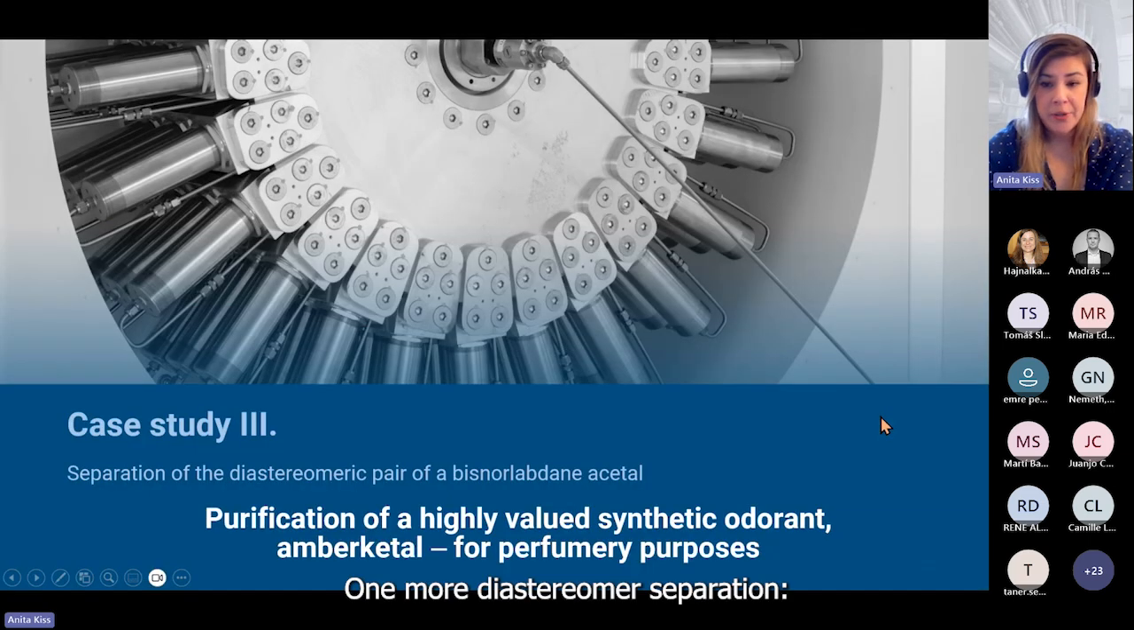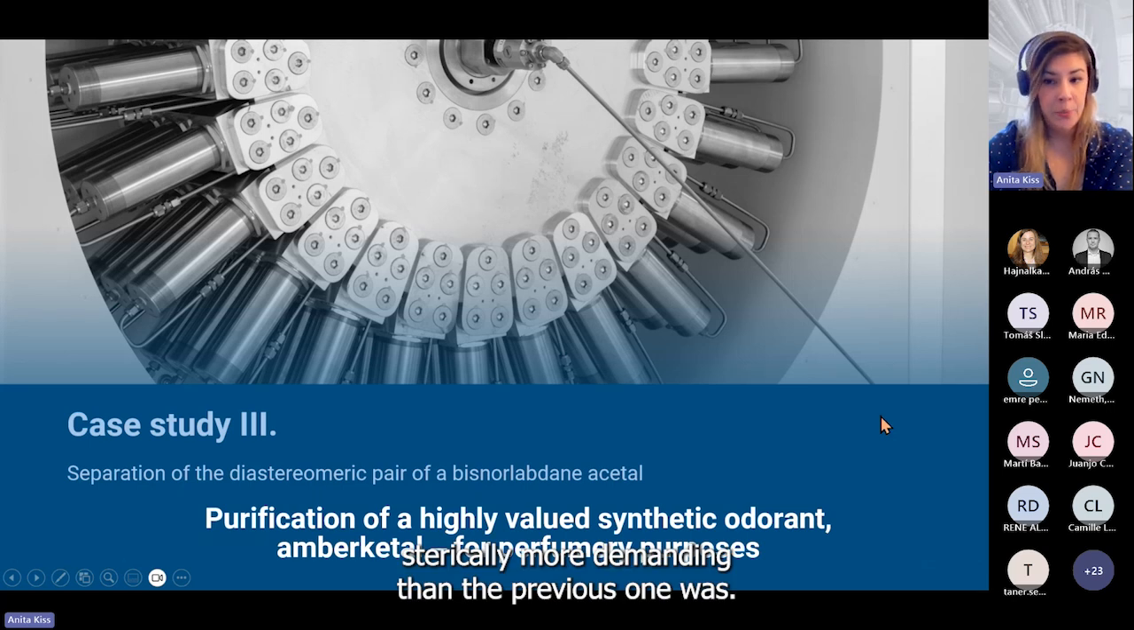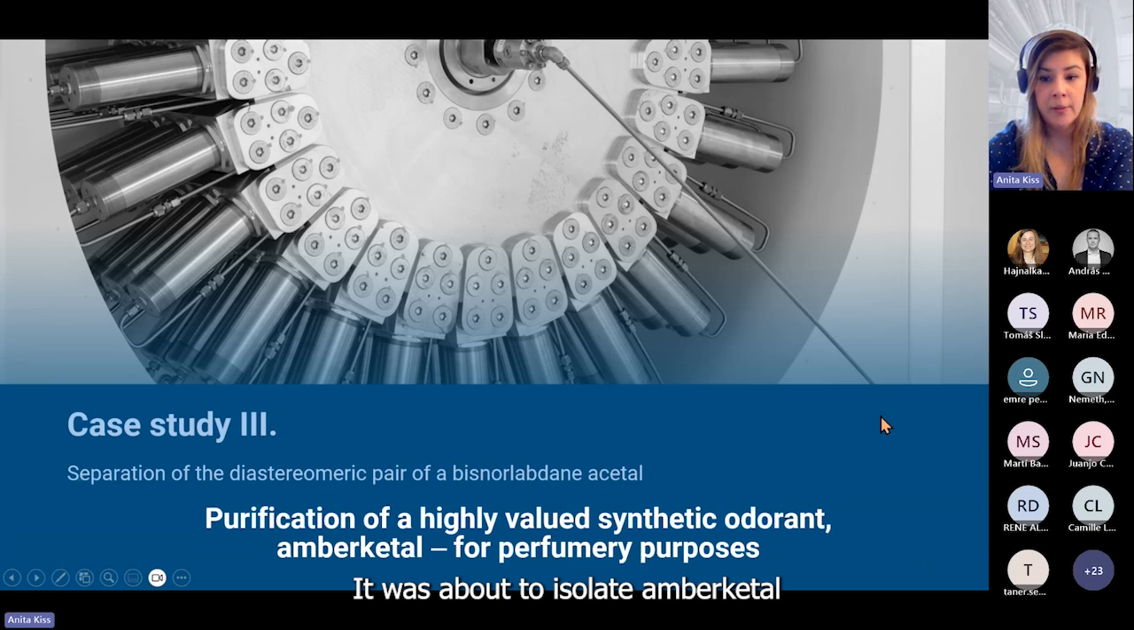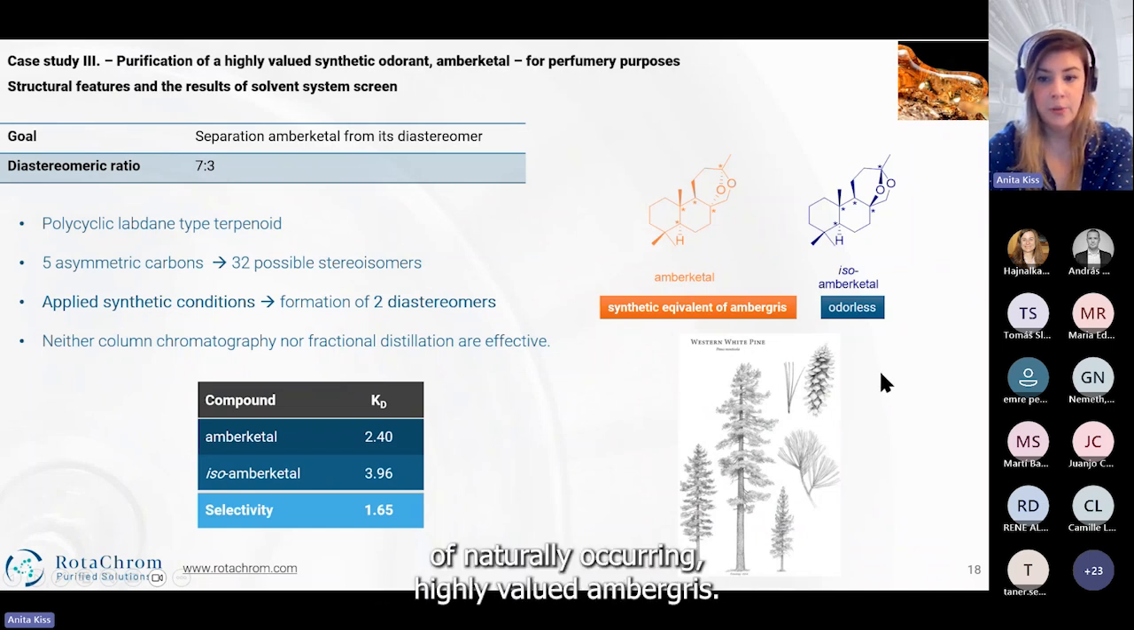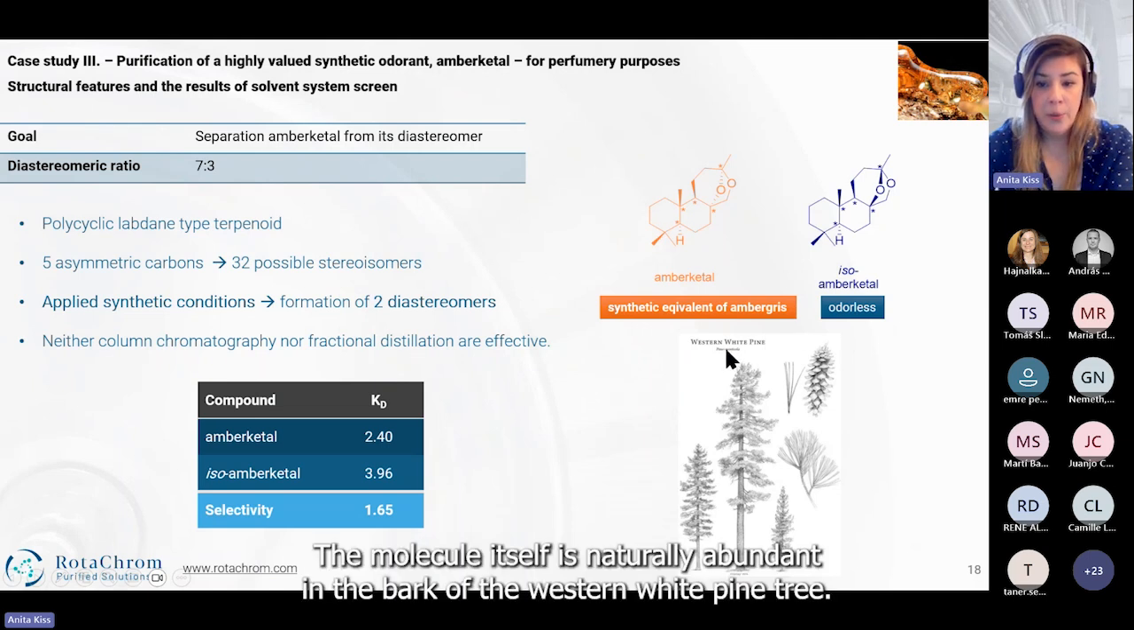One more diastereomer separation, sterically more demanding than the previous one was. It was about to isolate amberketal for perfumery purposes. Amberketal is an odorant, one of the few synthetic equivalents of naturally occurring, highly valued ambergris. The molecule itself is naturally abundant in the bark of the western white pine tree.